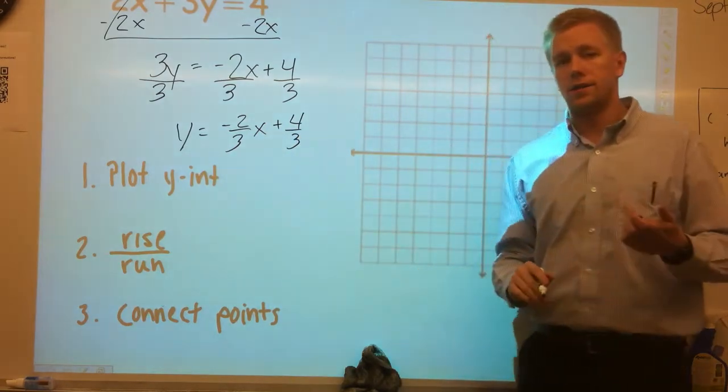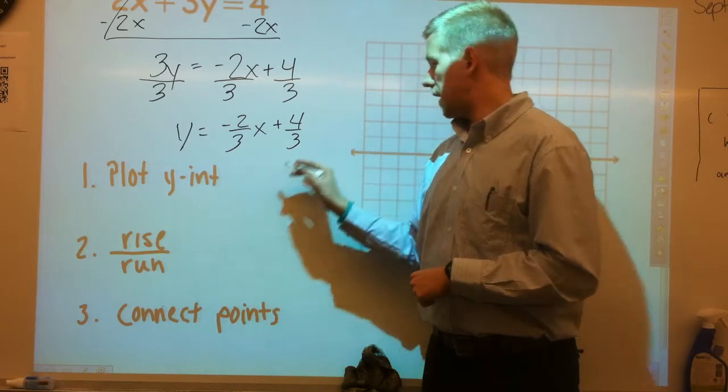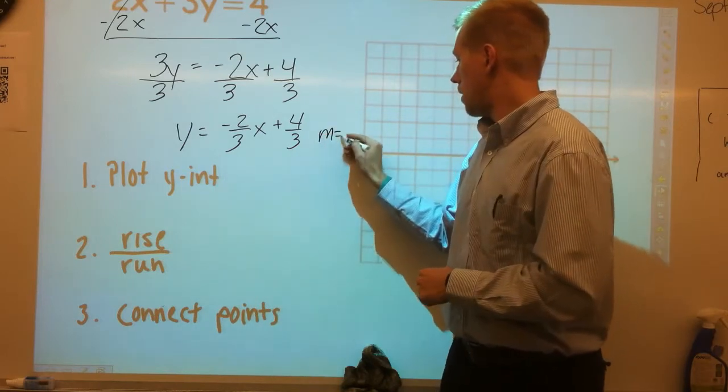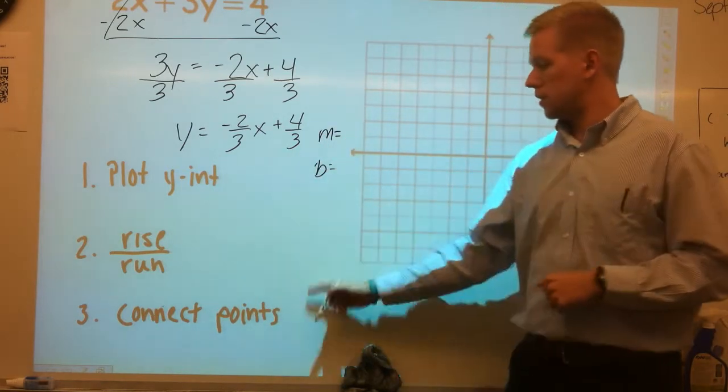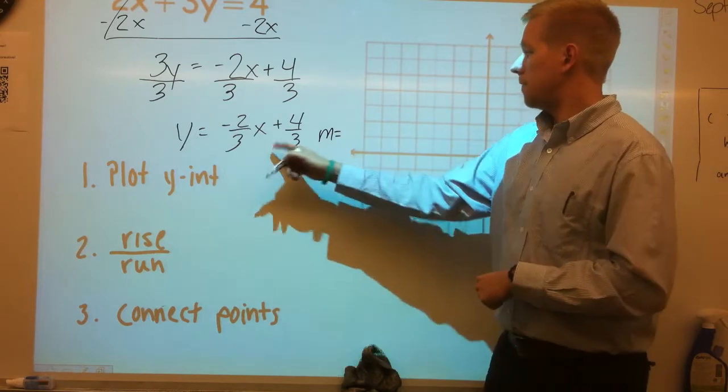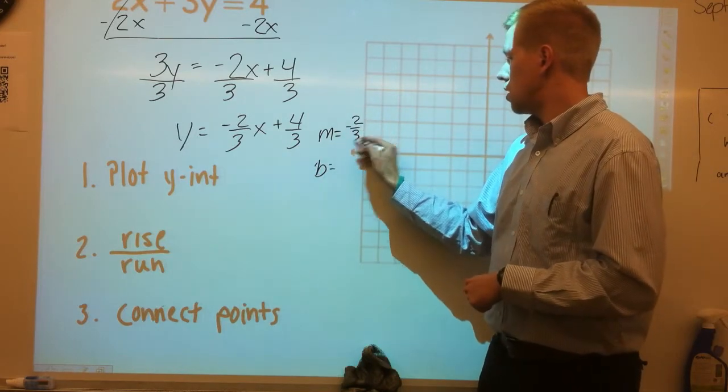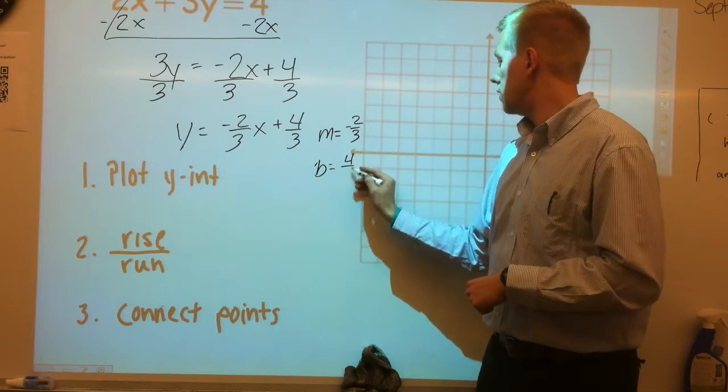Okay? Plot my y-intercept. If I can see my m and my b, it will help me out doing these 3 steps. My first part is my m is negative 2 thirds, my b is 4/3.